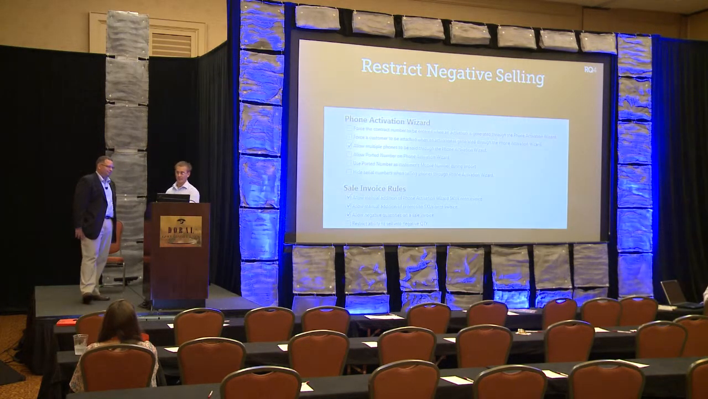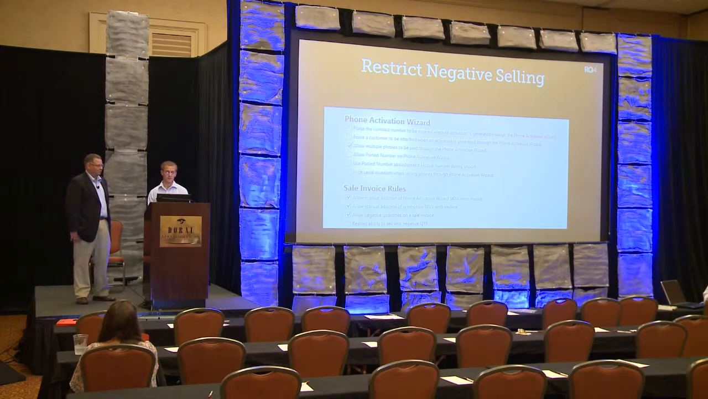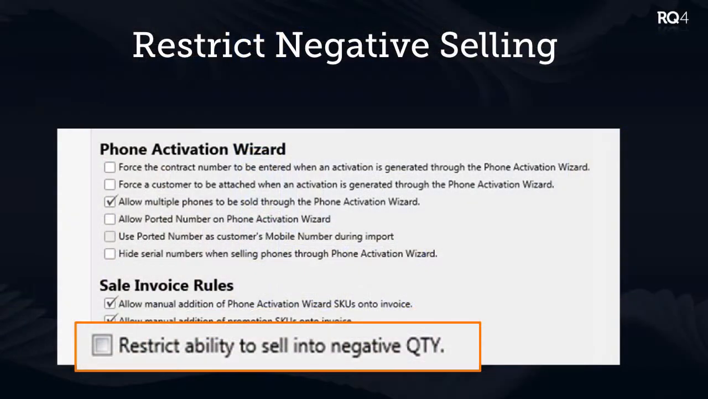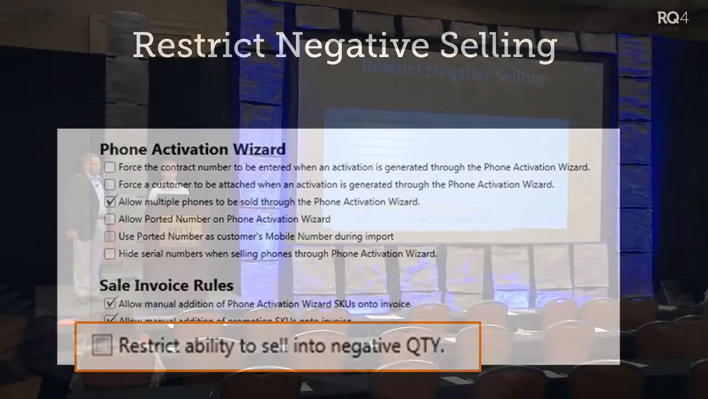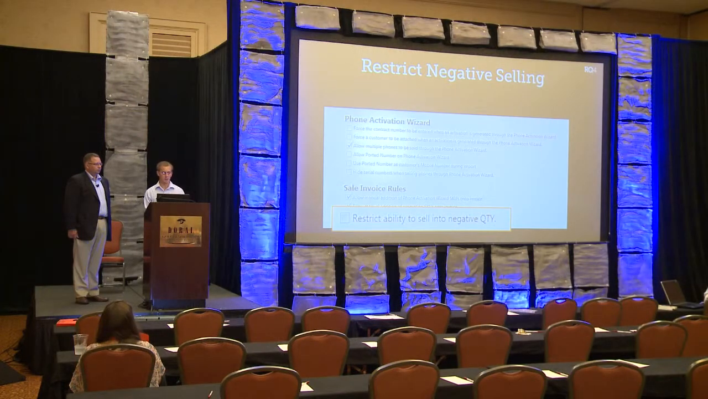Wow. In fact, now we do have the ability to do this, and I'm actually in the settings section under POS defaults in the sales option. Under sales invoice rules, you'll see a new function here, restrict ability to sell into the negative quantity. So if you have a problem with this at your stores, as it is for many people, restricting that ability for non-serialized products is a great start to helping manage a bit better.